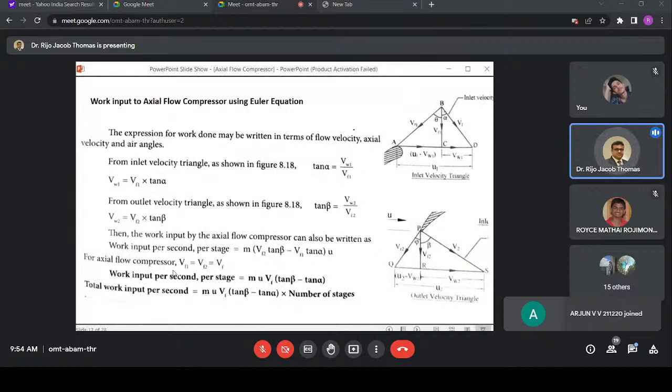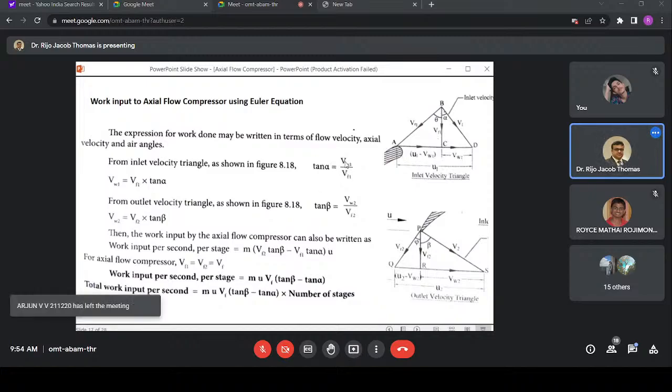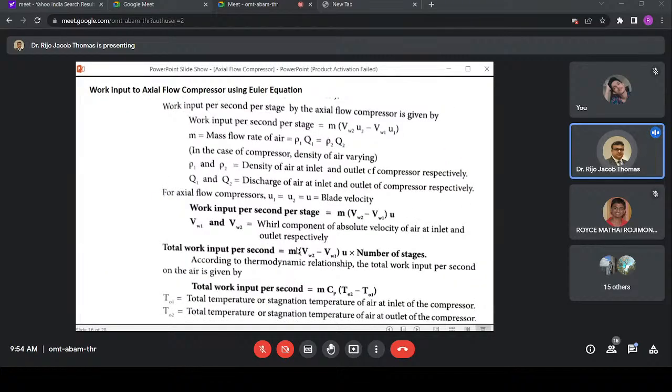Now you can further simplify this, because from this triangle you can write tan alpha is equal to VW1 by VF1. So you want actually VW1, so VW1 you can write as VF1 into tan alpha. Similarly, taking the outlet triangle, tan beta is VW2 by VF2, so that you can write VW2 as VF2 into tan beta. So this VW2 and VW1 you can replace.